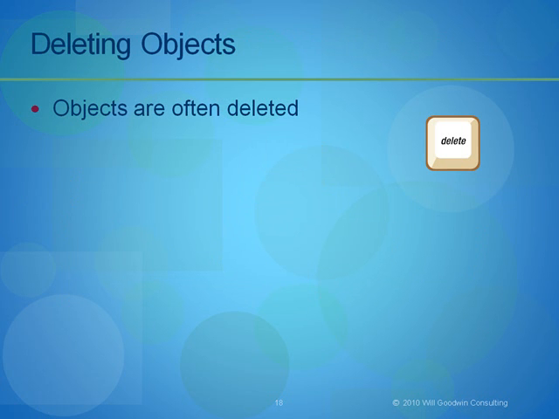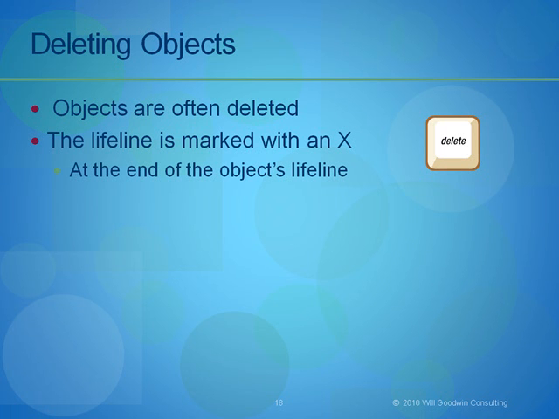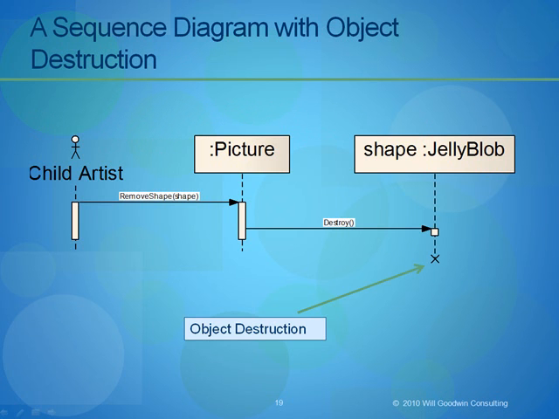It's a tough life being an object. They get used, and then when they're no longer needed, they get discarded, deleted, removed. We can indicate that also on our sequence diagram. Their lifeline terminates, and at the end of the lifeline is an X. It's an inglorious end to an object. But it certainly is explicit in marking the end of an object's lifeline and existence.